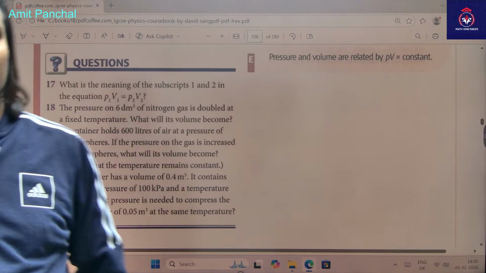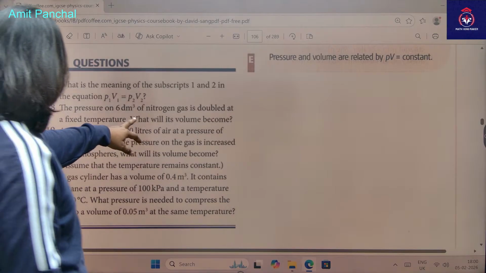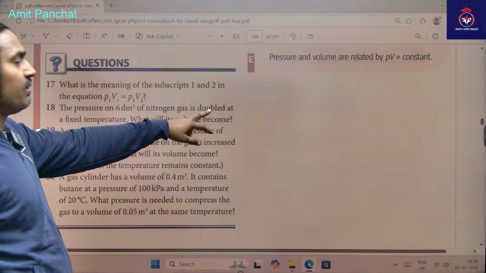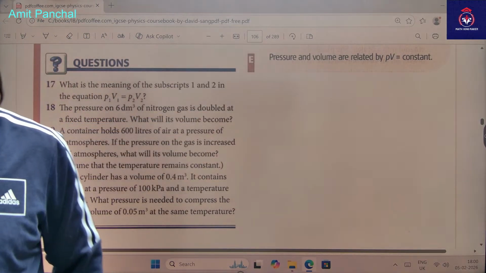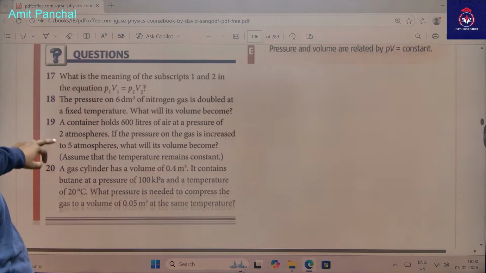Question 18. Subscript is like P1, the first pressure, first volume. Yes, sir. The pressure on 6 decimeter cube of nitrogen gas is doubled at a fixed temperature. What will its volume become? If pressure is doubled, we halve, so half of 6, 3 will be there. Okay, yes, sir.